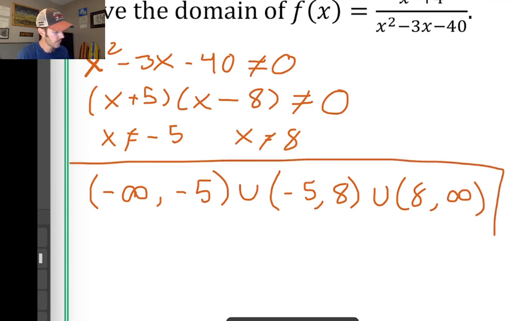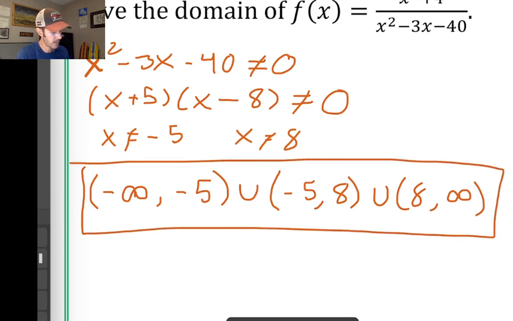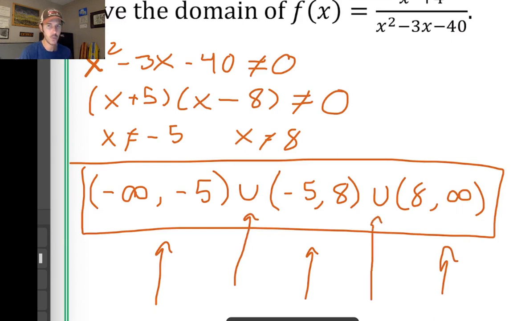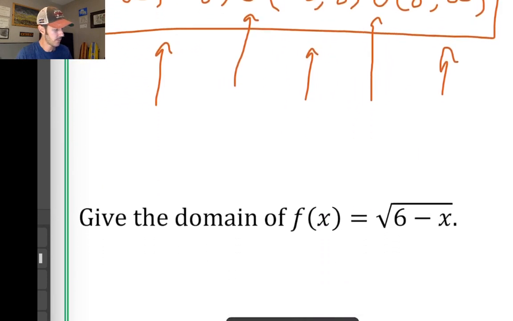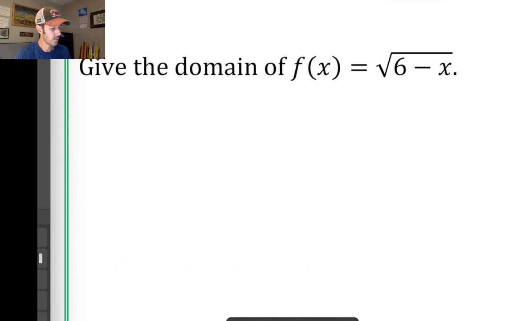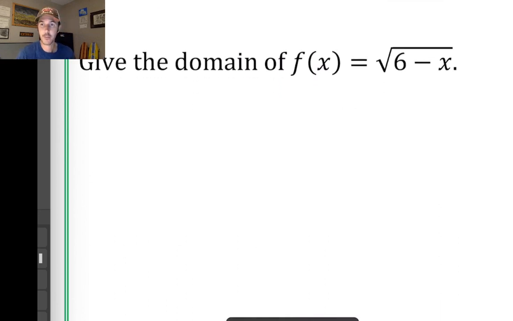So using interval notation, I'm taking this interval, and this interval, and I'm joining them together with the union symbol. That's what this U-like shape is here. It unites those three intervals into one answer. So that box around those three interval notations joined by the union symbol, I put a box around it because that's my final answer.